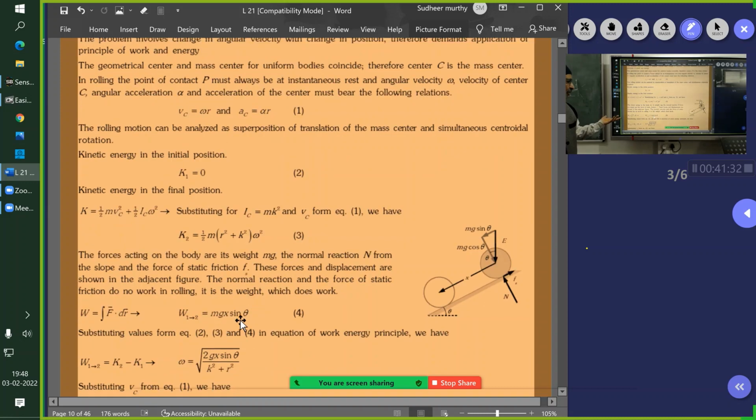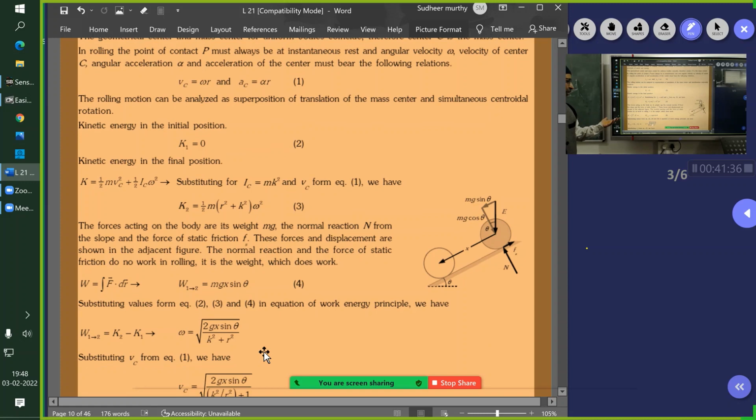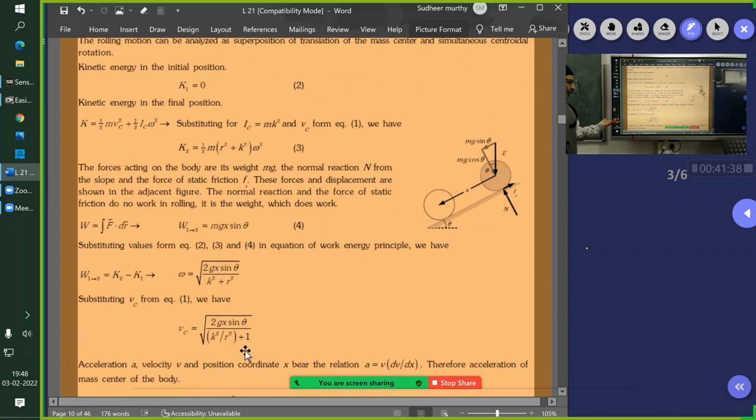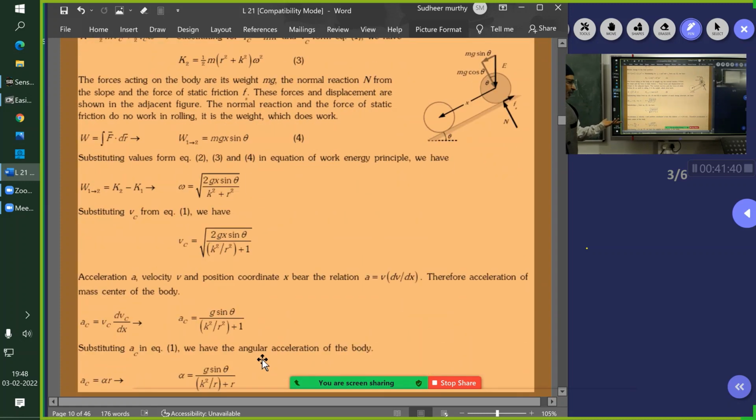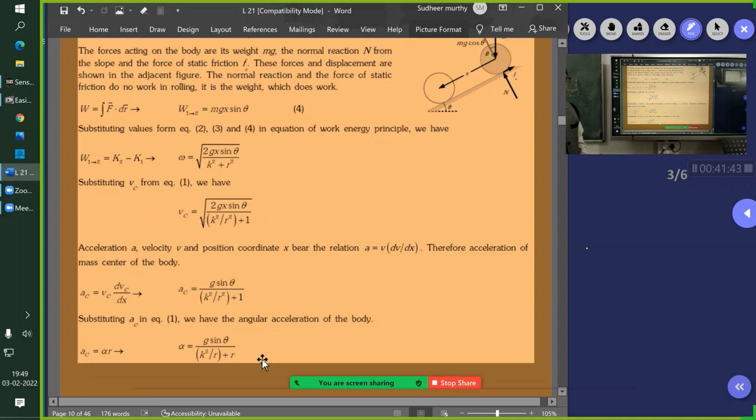You got K2. So mgx sin theta. We wrote this. So then finally K2 minus K1 will be equal to the work done, and we get Vc squared. Looks very simple, correct? And it is in fact simple.